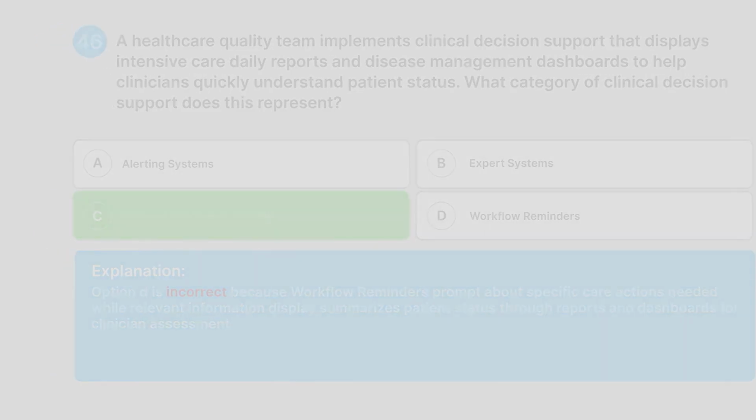Let's break down different categories of clinical decision support and understand their specific purposes. Clinical decision support tools serve various functions at the point of care.